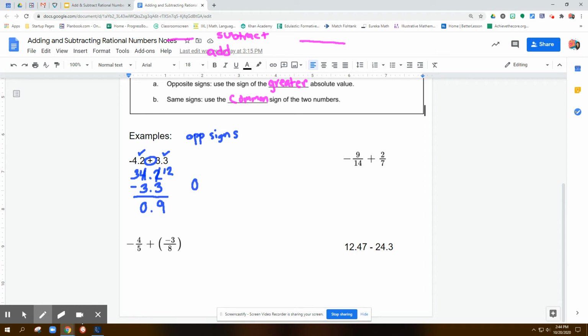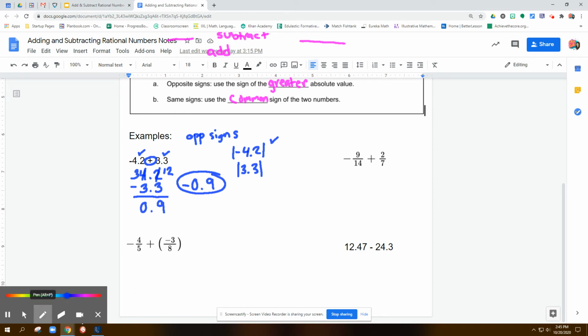Now the question is, will this be a negative 0.9 or a positive 0.9? So we need to ask ourselves, if we had a negative 4.2 absolute value and a 3.3 absolute value, which one has the greater absolute value? Well, 4.2 does, because it has a further distance from 0. It has a greater absolute value. So the number with the negative is going to stay with your answer. So your answer is negative 0.9.